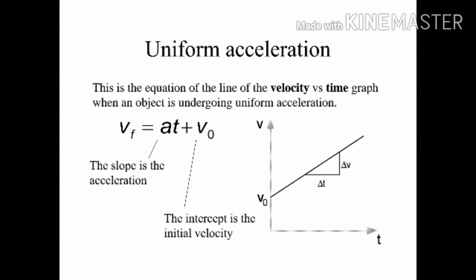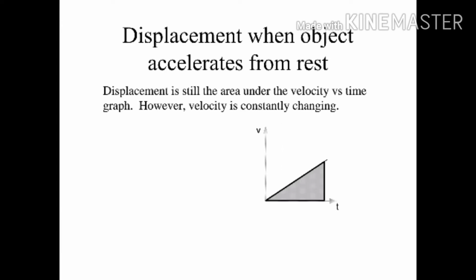Our third one is uniform acceleration. This is the equation of the line of a velocity versus time graph when an object is undergoing uniform acceleration. Vf, meaning final velocity, is equal to at plus v0, where a is the slope, which is the acceleration, and v0 is the intercept, which is the initial velocity. You can see the graph which is shown on the screen.